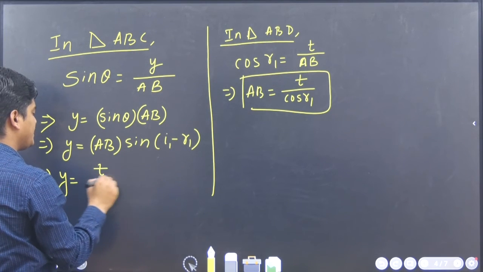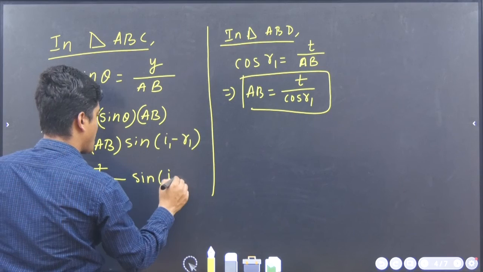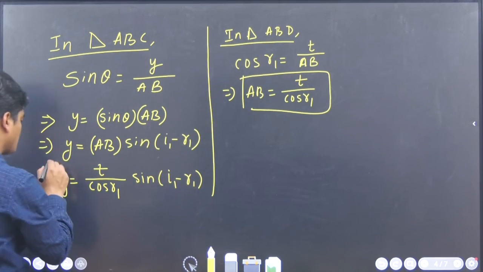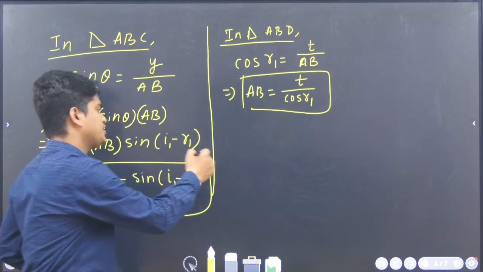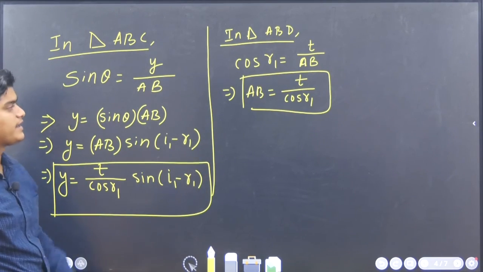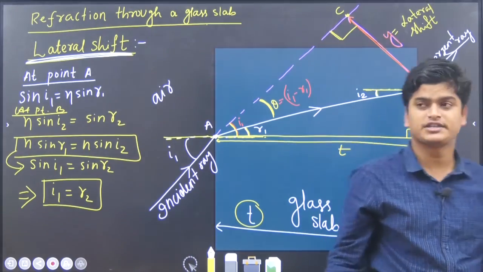So now if I substitute this AB here, my lateral shift y I will get as T by cos R1 sin of I1 minus R1. So this is my lateral shift. This AB value I am substituting here, then I am getting my lateral shift. Very simple thing, only from geometry you can understand here.